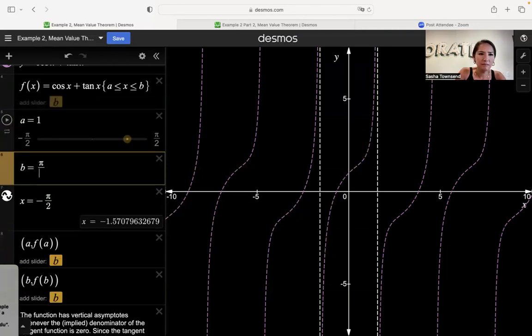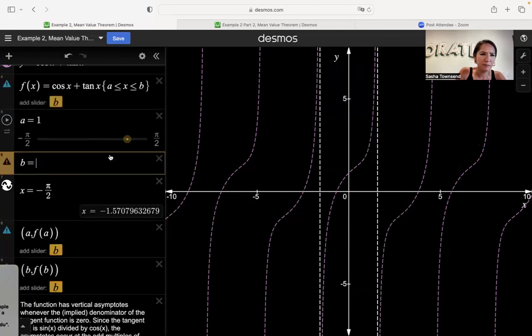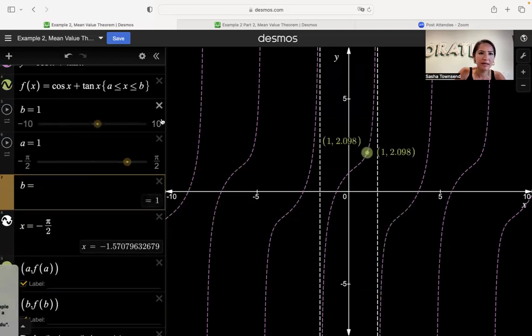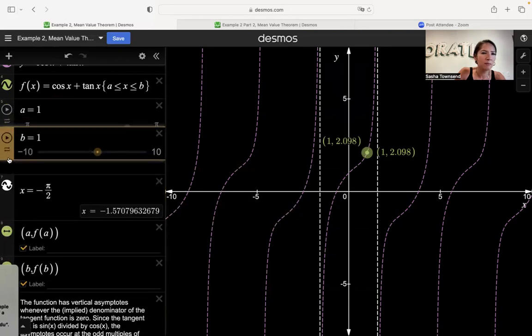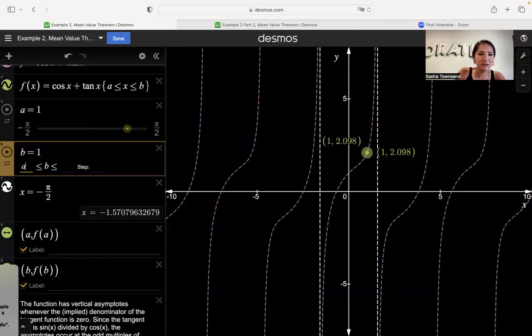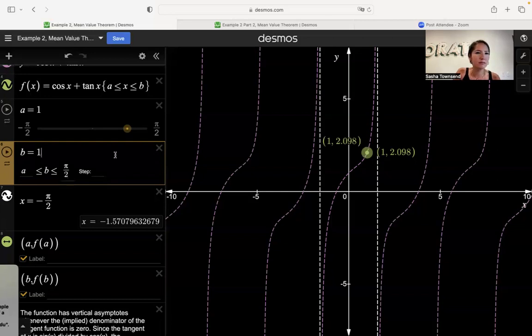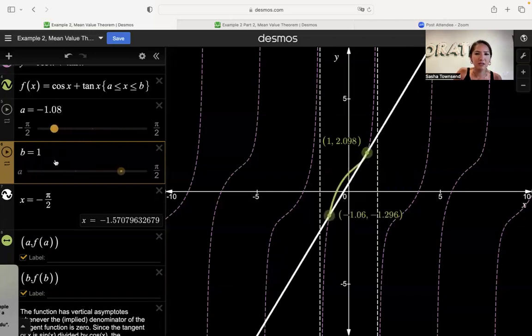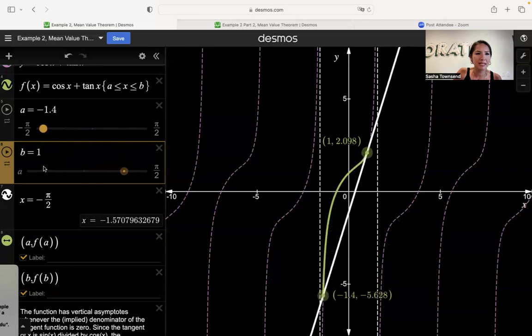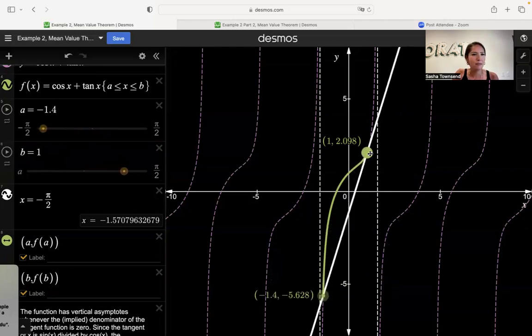And for my B value, I'm adding a slider for B now. I want my B value to be greater than A every time, and I want it to be less than pi over 2. So if my A value is over here at, let's say, negative 1.4, and my B value is at B equals 1, then we've got a secant line that looks like that. And that interval from negative 1.4 to 1 is nested inside that interval from negative pi over 2 to pi over 2. So we're good to go.